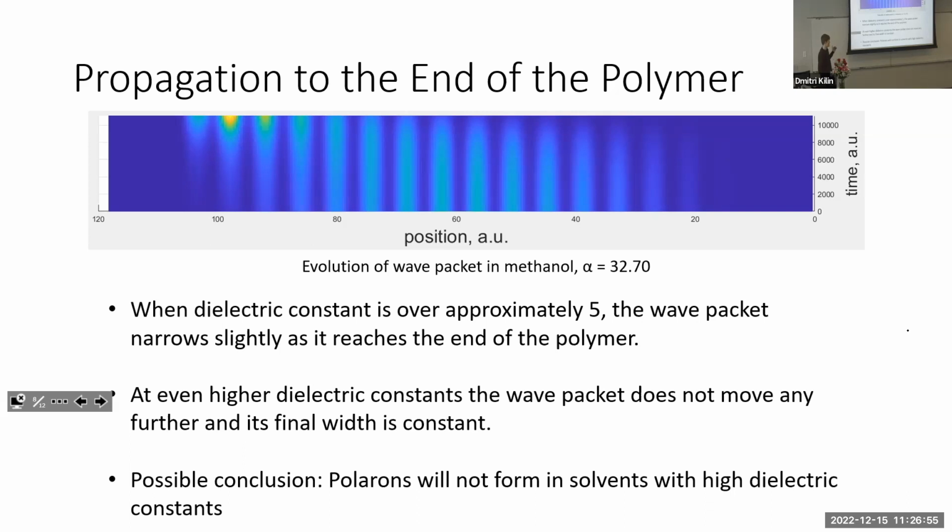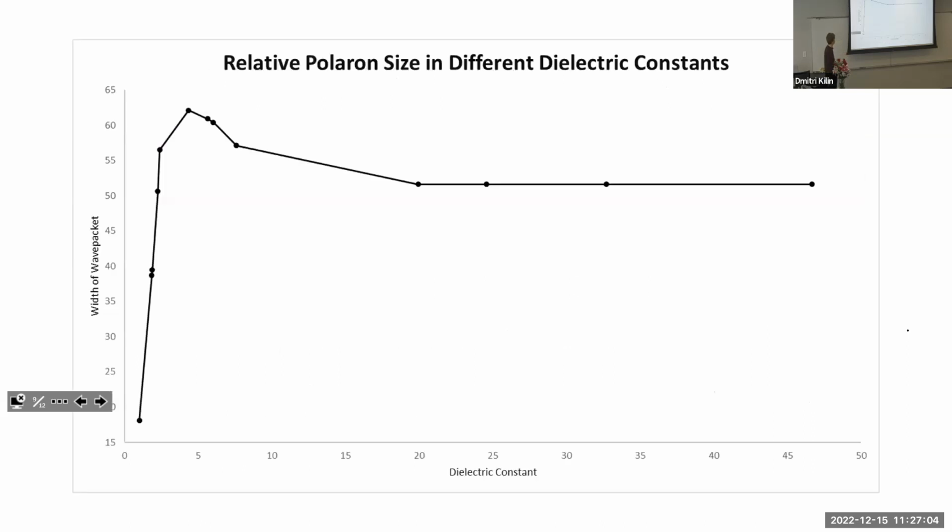So a possible conclusion would be that polarons might not form in solvents with high dielectric constants because they're not localized enough. And here we see this pattern graphed out better. Here in the vacuum, the width of the wave packet is super narrow. As it increases, it gets a lot wider. And then around here, coincidentally, is where we switch from nonpolar to polar solvents. It begins to narrow and drop out of this pattern.